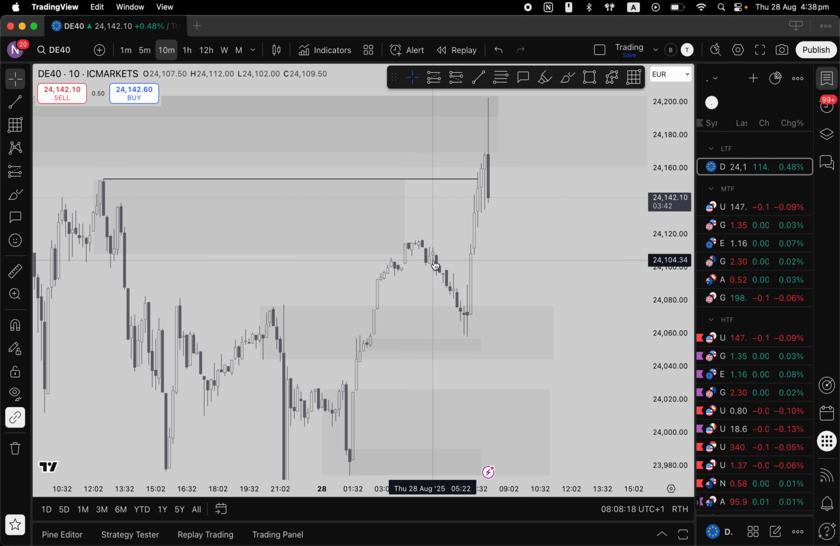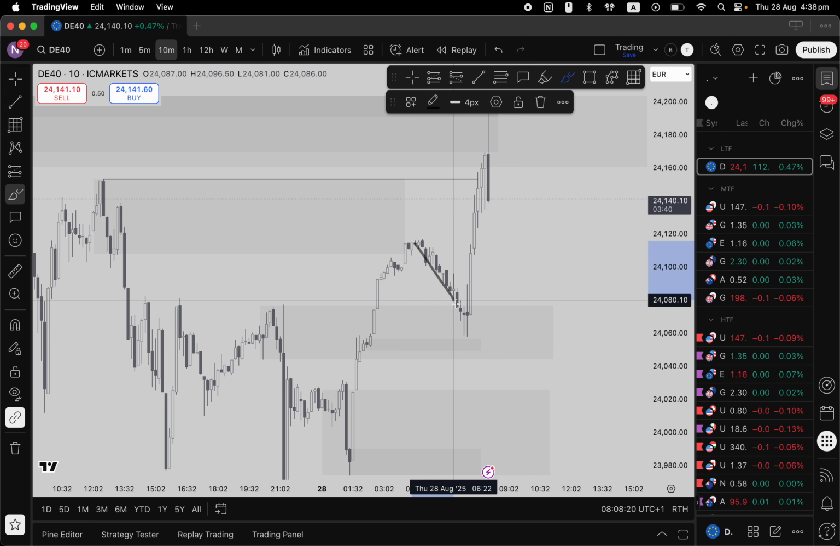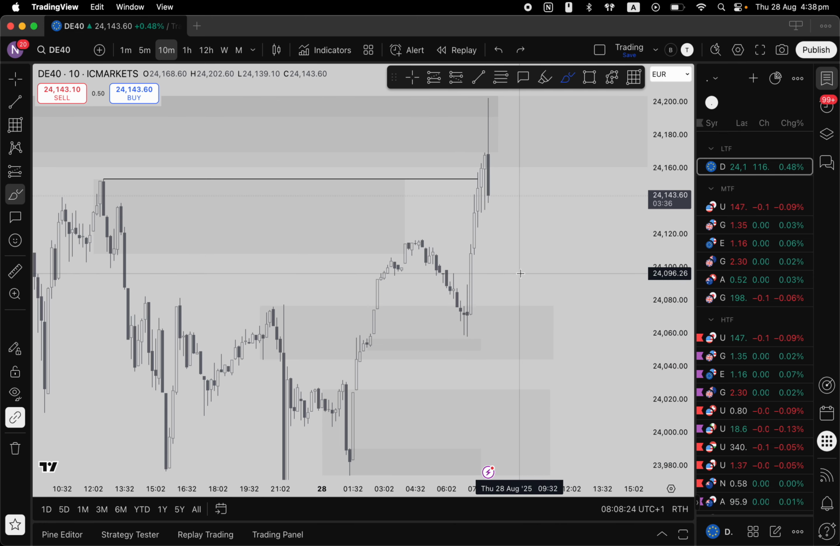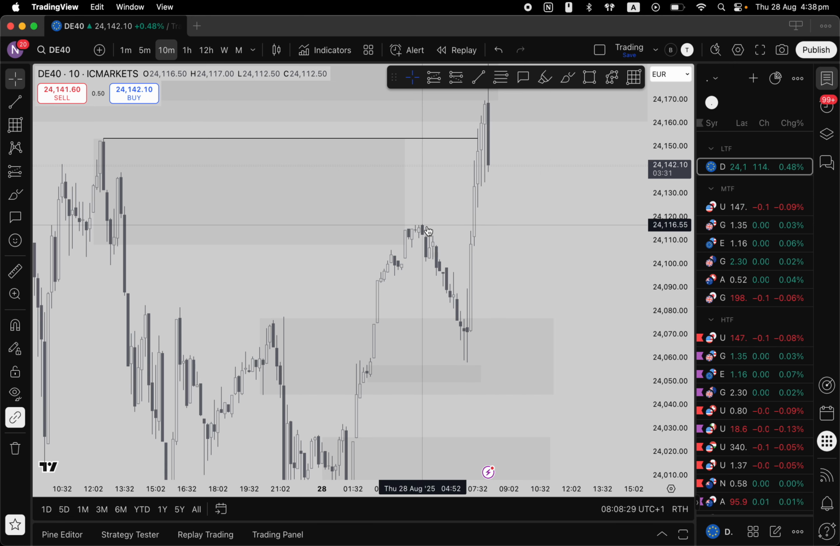So if it's low resistance liquidity, then it was just to mitigate a retracement into some order block here and then go higher. So it's fine to keep longing, even though we've broken out of this structure, right?